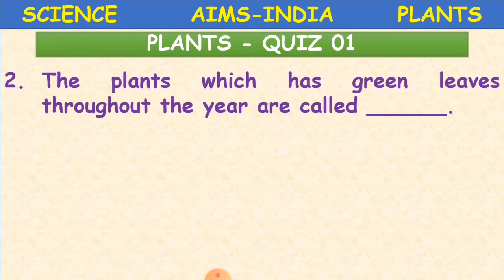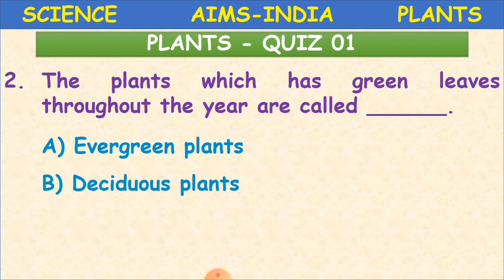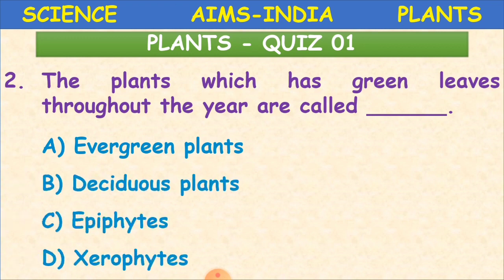The plants which have green leaves throughout the year are called what? Yes, option A, evergreen plants. Because they have green leaves all the year, throughout the year. It is called evergreen plants.